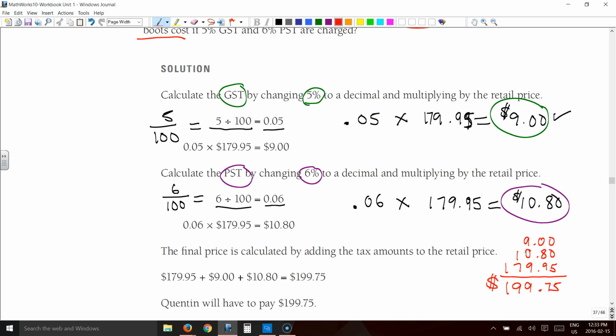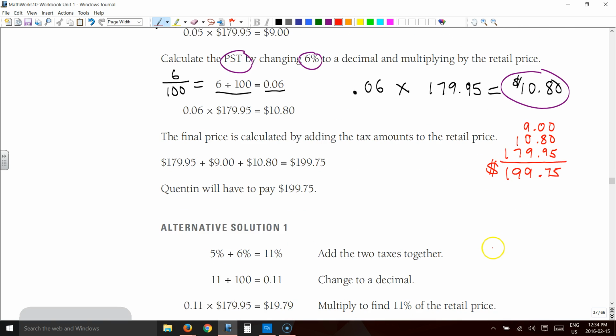So in this method, we find how much 5% of the total is, and then we find how much 6% of the total is, and we add those two amounts up and get a grand total of $199.75. Let's take a look at another way to do this.